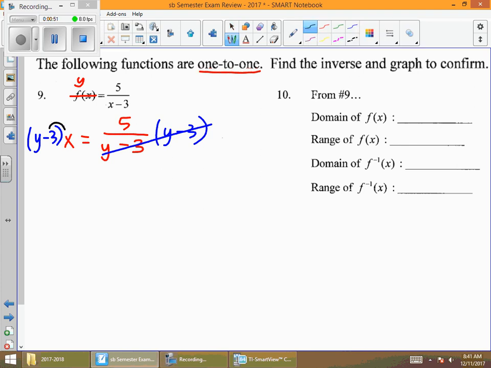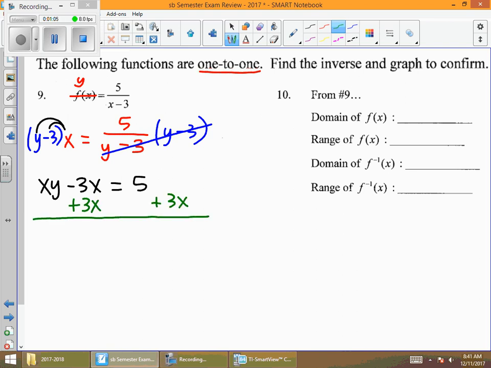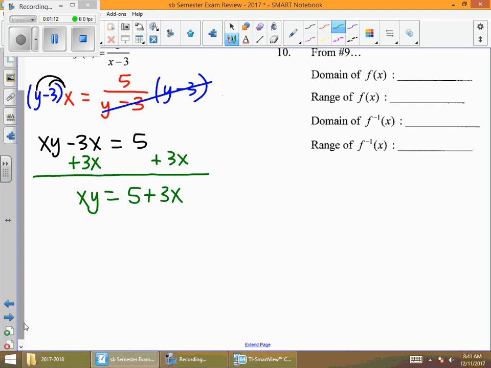Distribute on the left. So we have xy minus 3x. It's going to equal 5 on the other side. We're trying to get y by itself, so we're going to add this 3x over. So we have xy is equal to 5 plus 3x. And then last but not least, divide both sides by x.